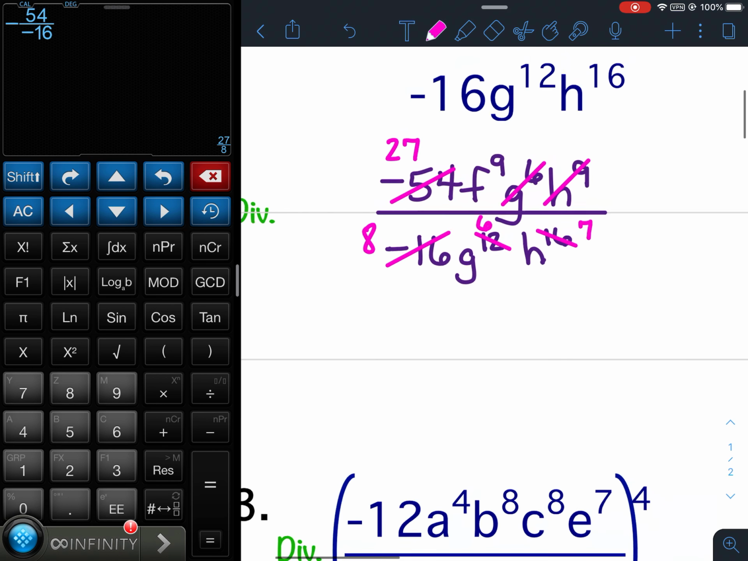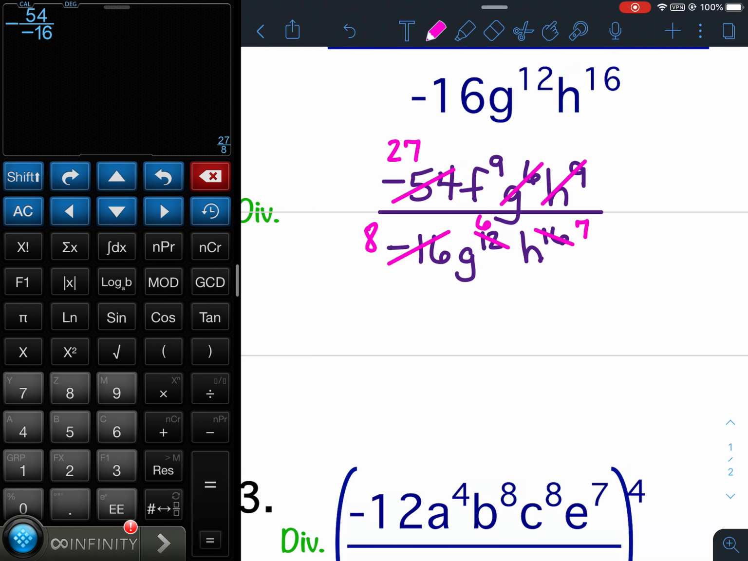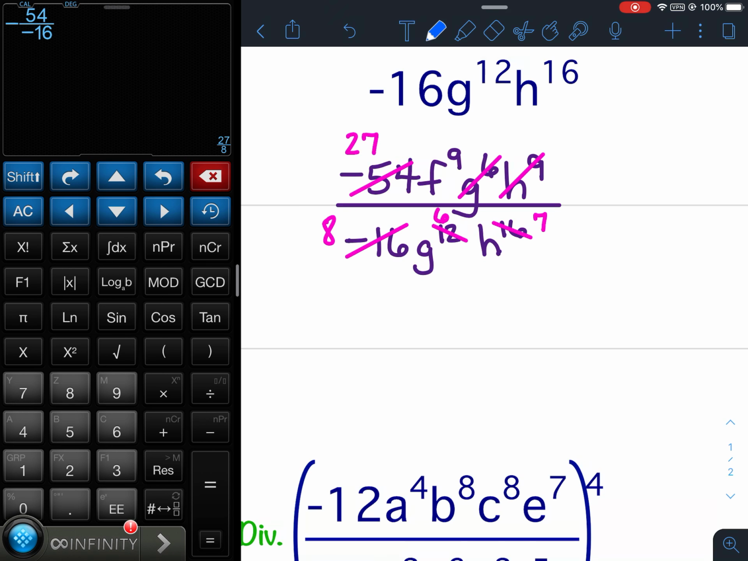Now remember, what is in the numerator stays in the numerator. What's in the denominator stays in the denominator. So in my numerator, I have 27 f to the 9th. And in the denominator, I have 8 g to the 6th, h to the 7th. And that is it.